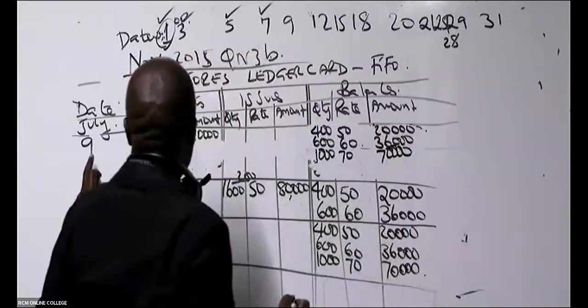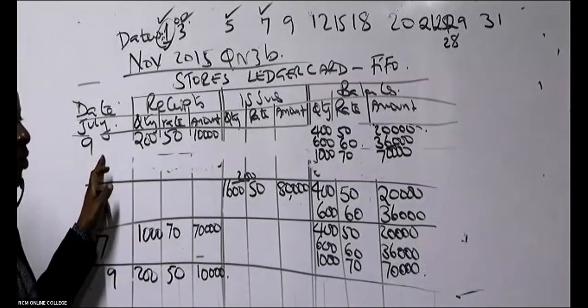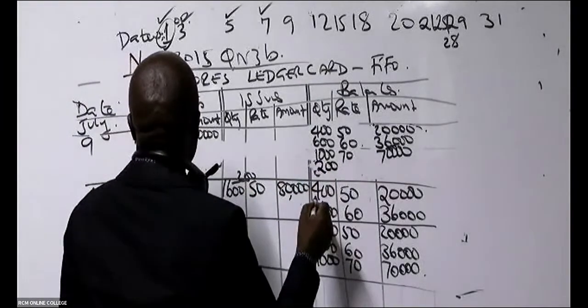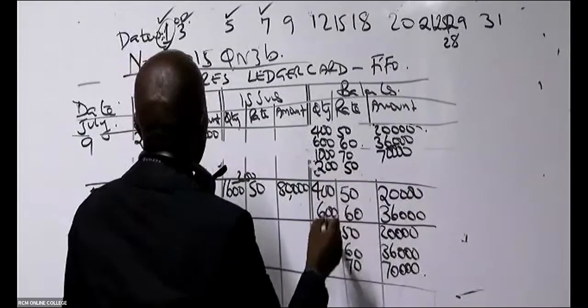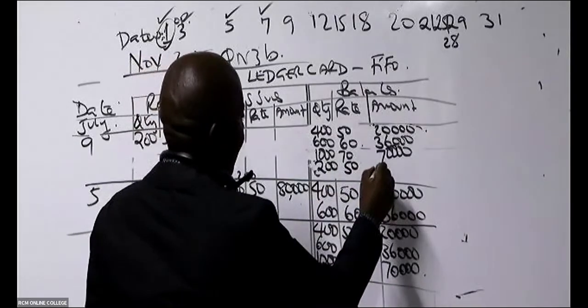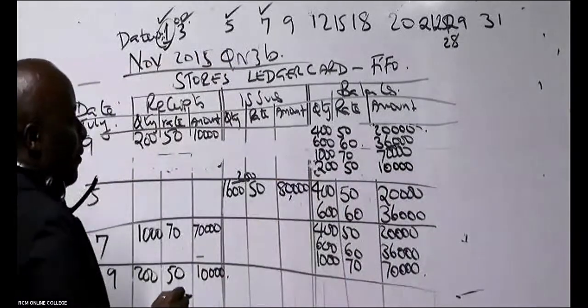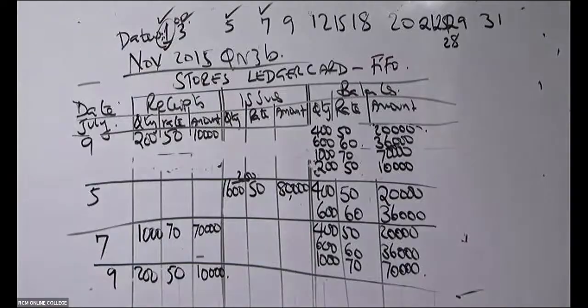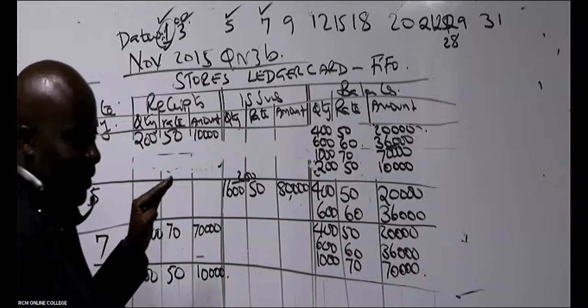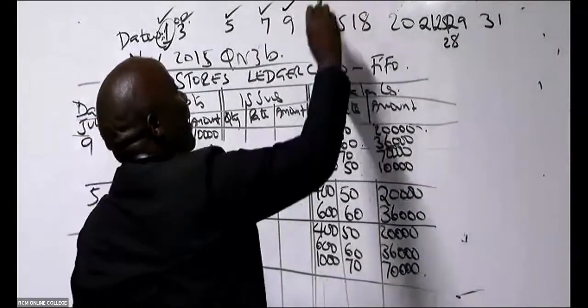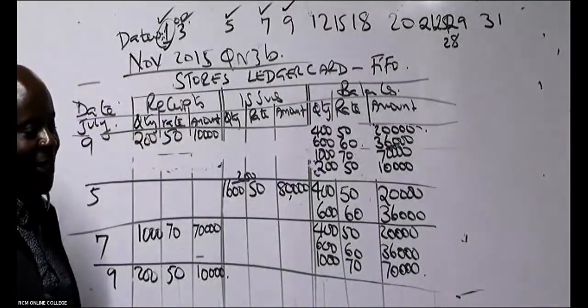And now we have received a new one here on the 9th, which is 200 at what here, somebody? At 50. For what here, somebody? For 10,000. Please underline that for me. Now we have got how many batches in total? 4. There are 4 different batches, isn't it? So we got the next date. I'm happy. 9th is now taken care of.